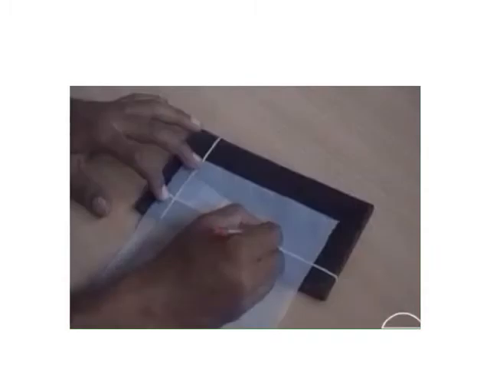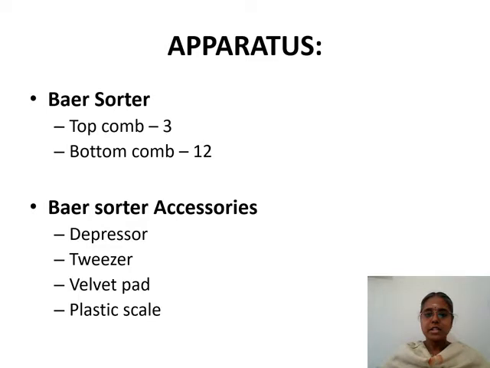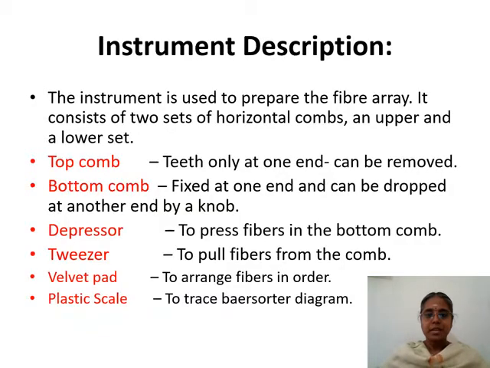We can see the parts and description once more before doing the analysis of this traced diagram. We will see there are 3 top combs, there are 12 bottom combs, depressor, tweezer, velvet pad and plastic scale. We use plastic scale in our laboratory instead of butter paper for tracing, which is a better tool for tracing.